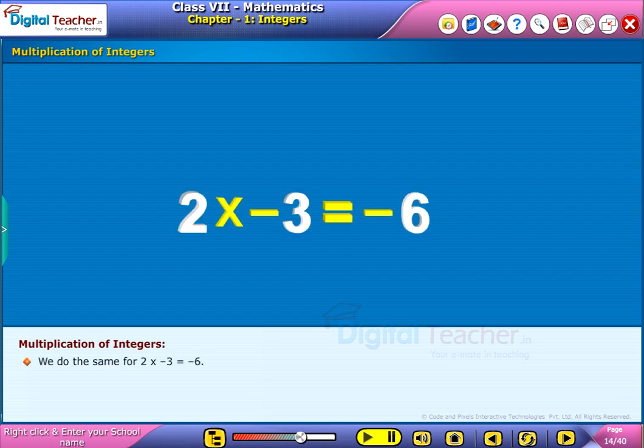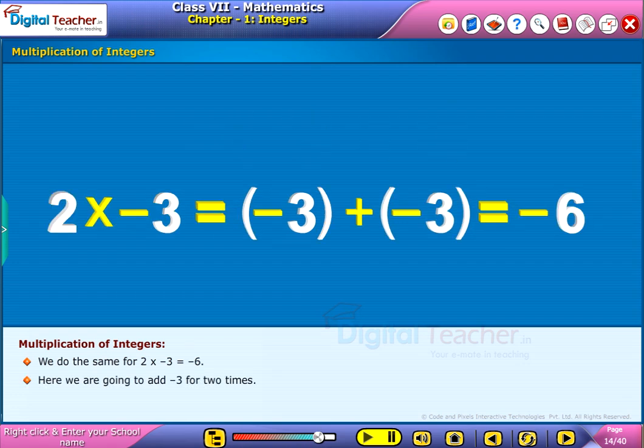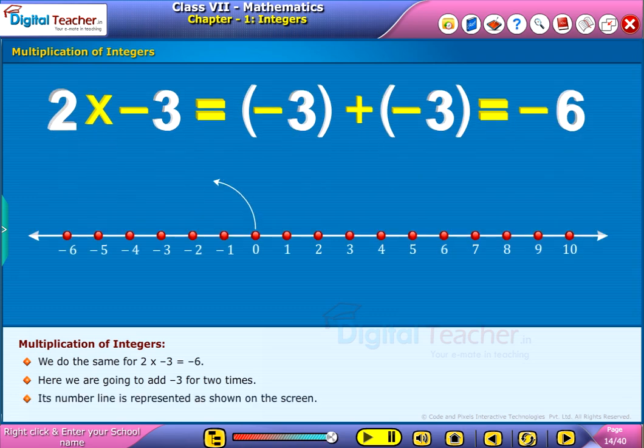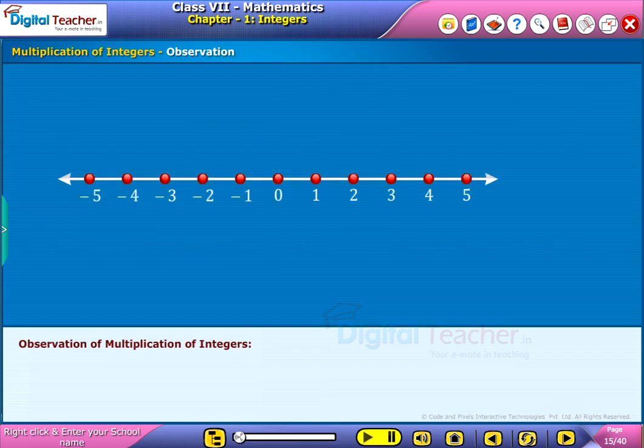We do the same for product of 2 and -3. We obtain its result as -6. Here we are going to add -3 for 2 times. Its number line is represented as shown on the screen. Let us observe the multiplication of integers.